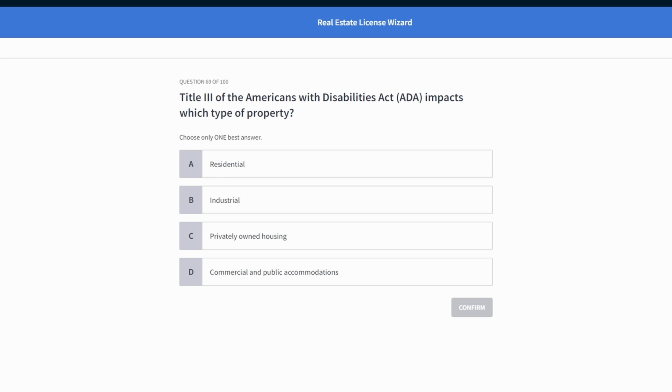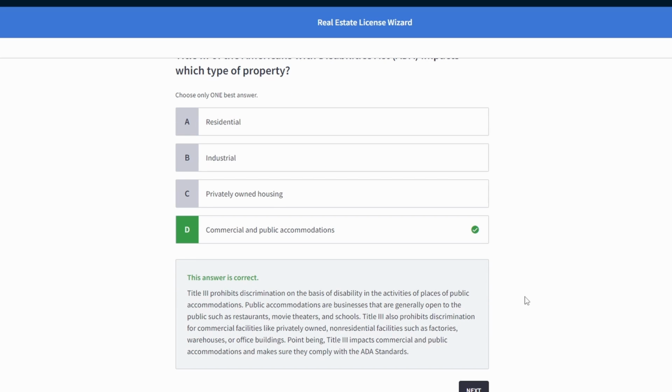Alrighty, so Title III of the Americans with Disability Act, what does that have to deal with? D, commercial and public accommodation. Title III prohibits discrimination on the basis of disability in the activities of places of public accommodations. Public accommodations are businesses that are generally open to the public, such as restaurants, theaters, schools, and it also prohibits discrimination for commercial facilities like privately owned non-residential facilities such as factories, warehouses, office buildings. Point being, Title III impacts commercial and public accommodation and makes sure they comply with ADA standards. So it's not just one or the other, it's commercial and public accommodations.